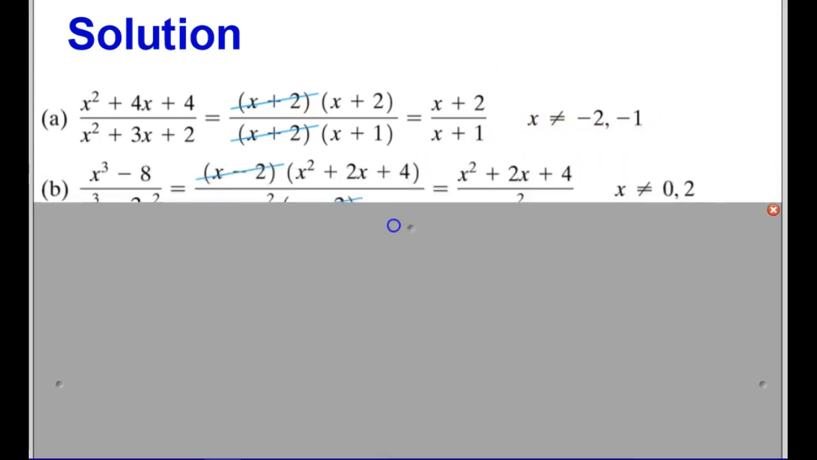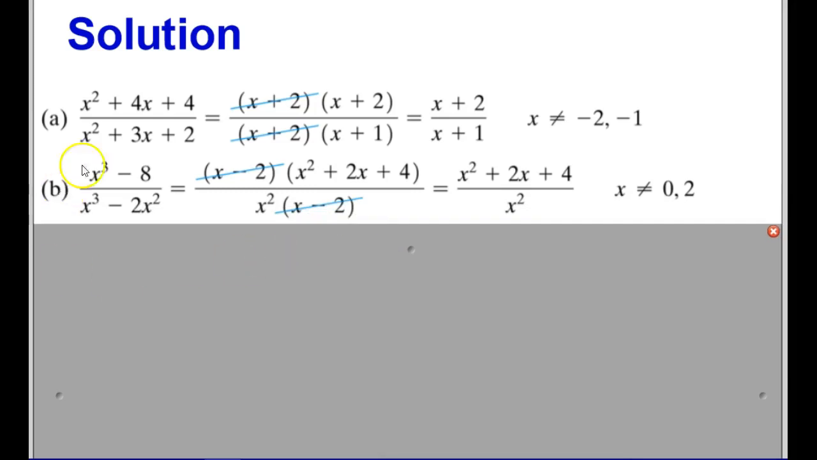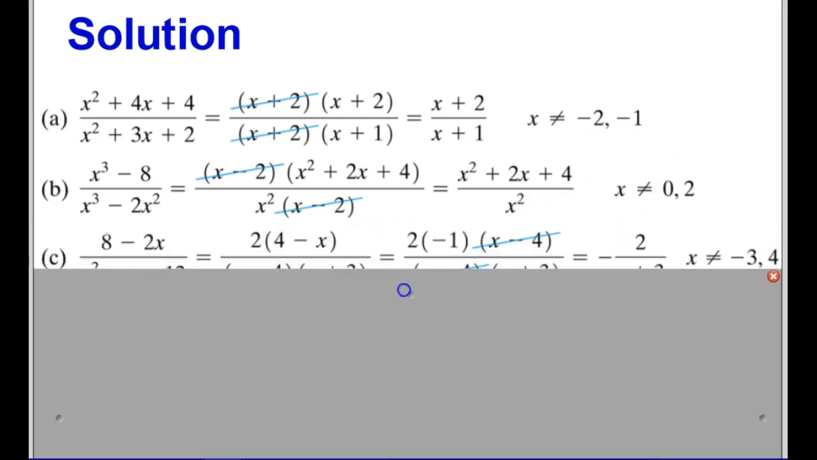So now let's look at our second example. Again, my first step is to always factor and then simplify. So I see this top one is a difference of cubes. So I can look back at my difference of cubes to factor this one. In my denominator, I see that each term has an x squared. So let's go ahead and factor that out. So now that I've completely factored out the numerator and denominator, I can get rid of any commonalities and then simplify. And again, I include my excluded values.